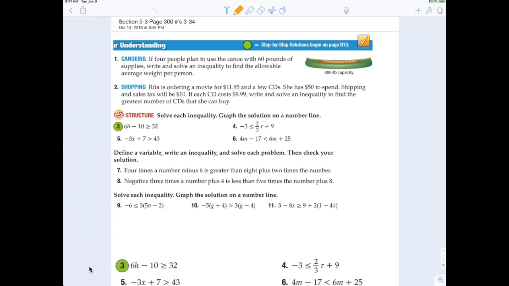What, Ben? No, I don't really care if you use a calculator. The numbers are very easy, so you really don't need a calculator.